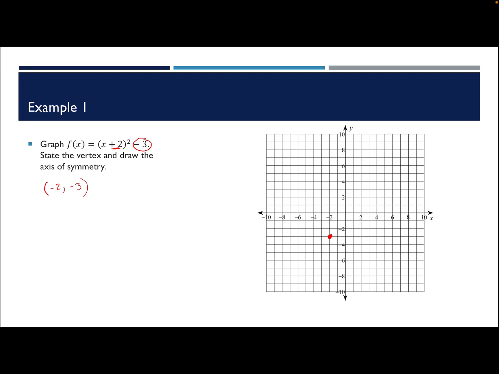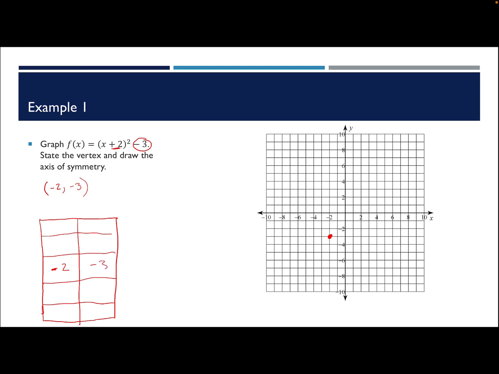Now, in my opinion, it's easier to make a table. So since you have to graph this, we're going to make our table. We're going to put 5 values in: 1, 2, 3, 4, and 5. And in the center, I would just put the vertex. So the vertex is (-2, -3). And then if you pick a point 1 away, we're going to go from -4, -3, -2, -1, and 0.